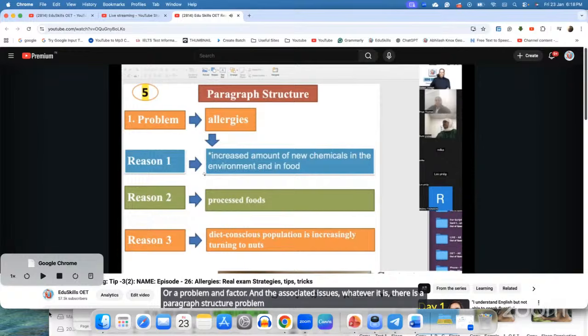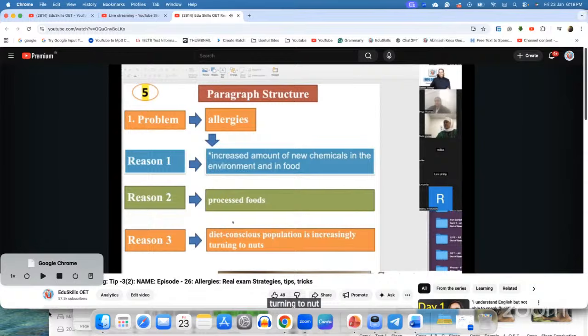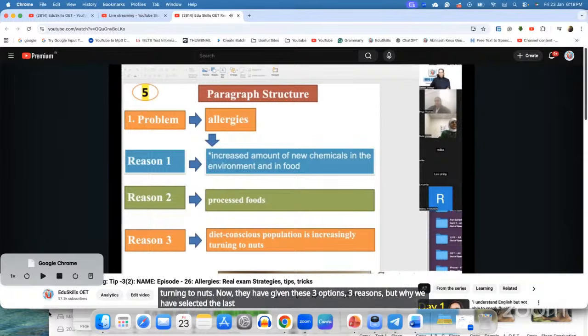Problem, allergies. Reason 1, increased amount of new chemicals in the environment and in food. Reason 2, processed food. Reason 3, diet conscious population increasingly turning to nuts. Now they have given these 3 options, 3 reasons. But why we have selected the last one? We are asking for Writer's opinion. Dr. Suter's opinion they are asking.